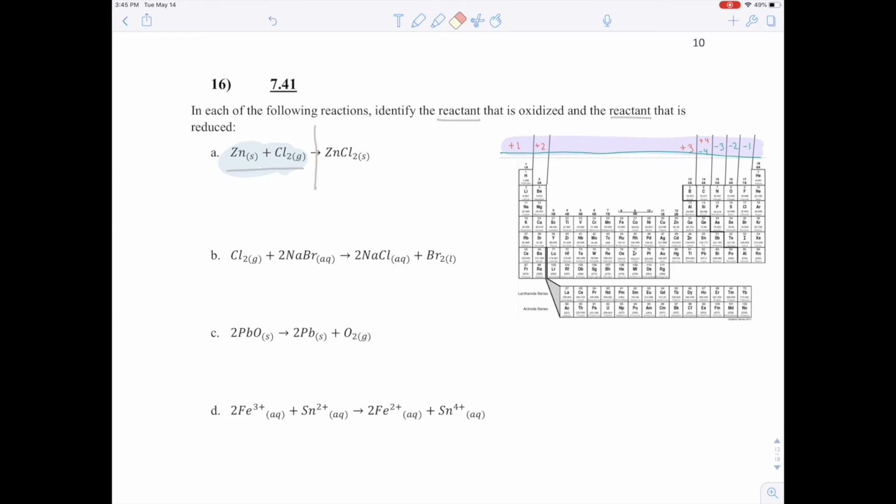In each of these, we want to know which reactant is oxidized and which reactant is reduced. So first oxidized and then reduced. So much for the word reactant. Now let's unpack the words oxidized and reduced.